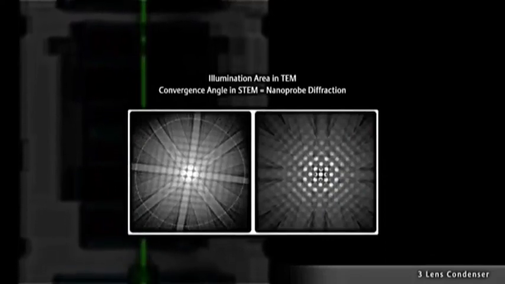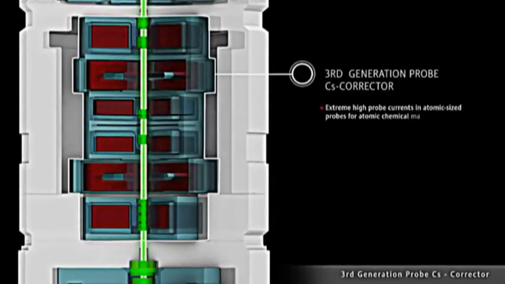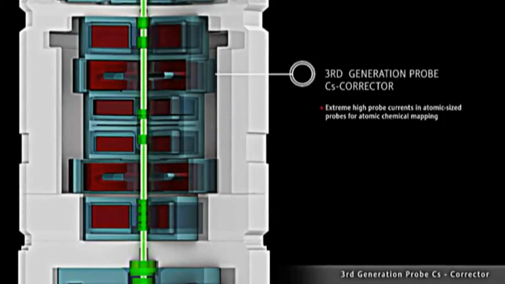for structural research. The D-Core probe CS corrector enables extreme high probe currents in atomic-sized probes for atomic chemical mapping and deep sub-angstrom STEM imaging in bright and dark field applications. Atomic resolution imaging and chemical mapping across the large high-tension range of the Titan is achievable with optimum results for different materials with this technology.